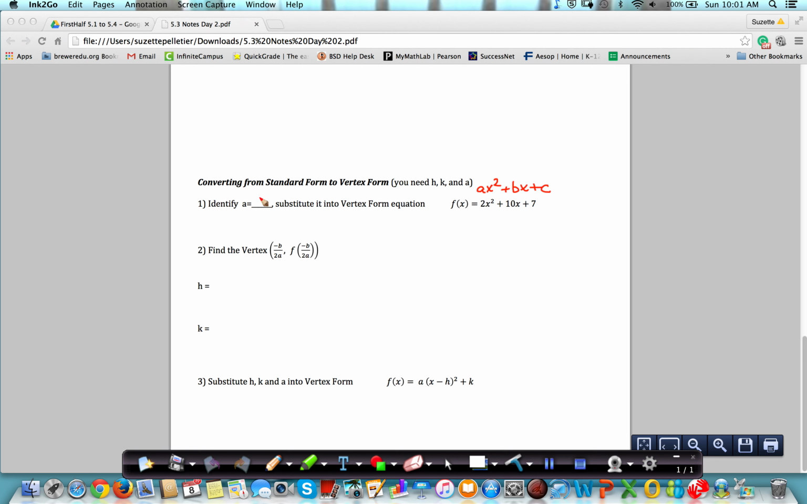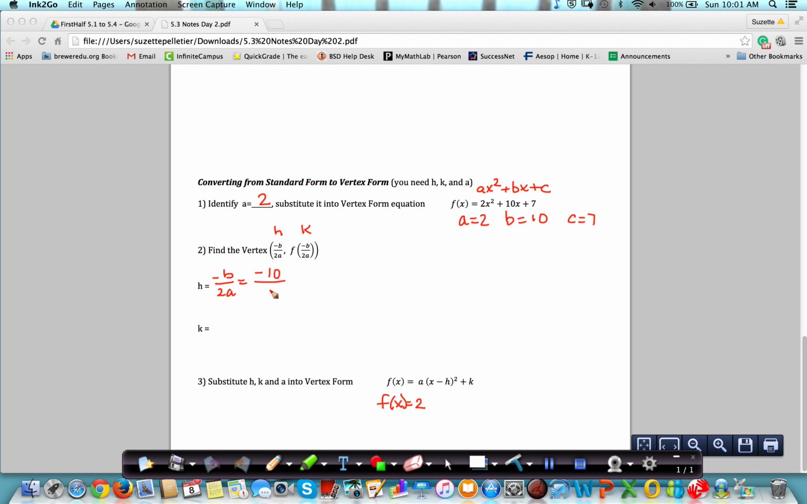We have 2 as A. So we're going to substitute that into the vertex form of the equation. So 2 is going to go here. Okay. And now I just need to find H and K. So we know in standard form to get H and K, which is our vertex, we learned that to get H, we do the opposite of B over 2A. And so A is 2, B is 10, C is 7.